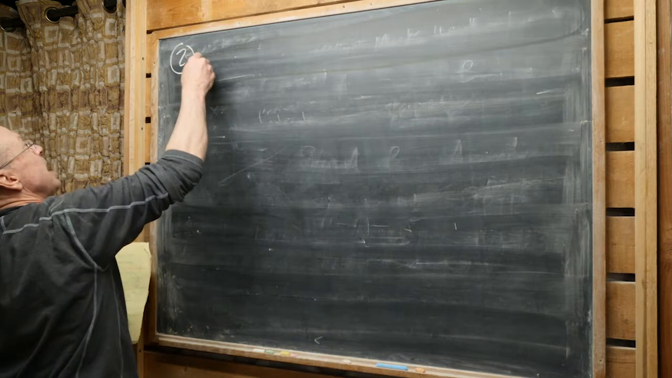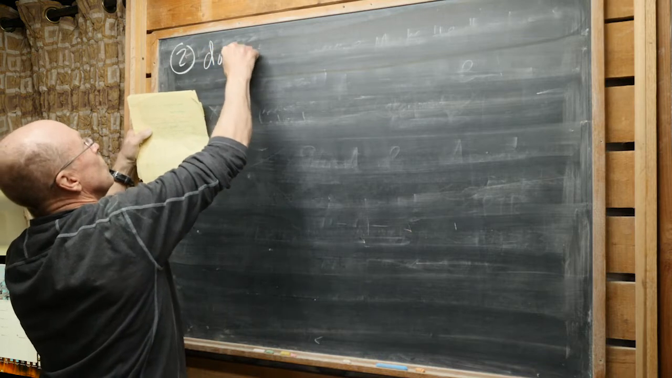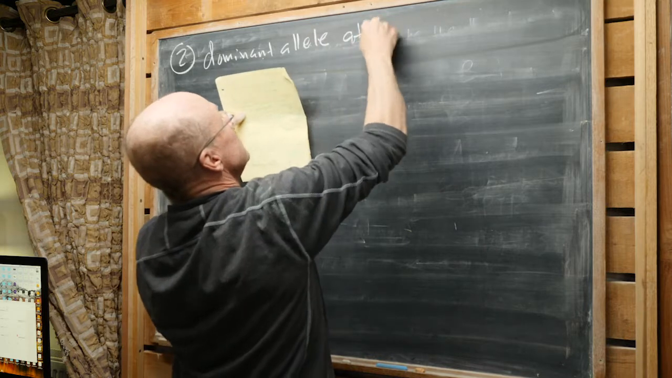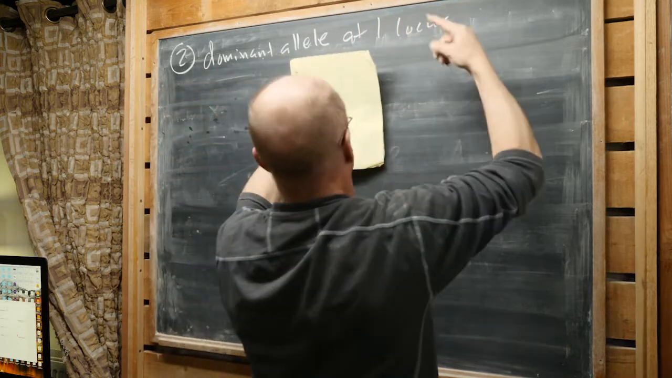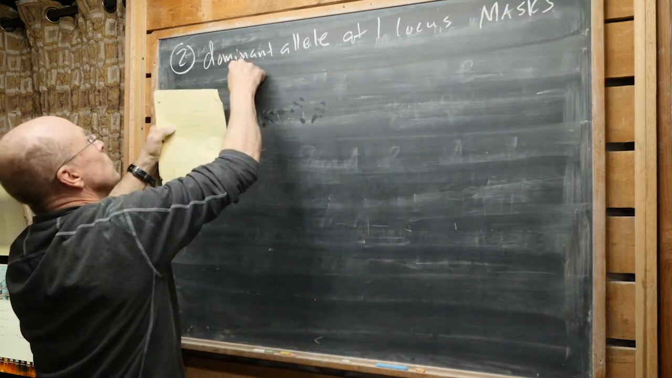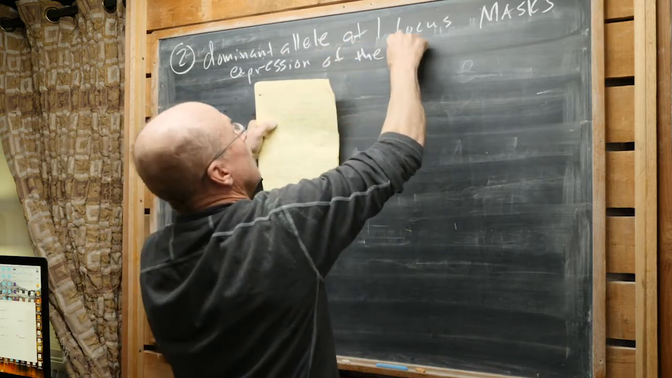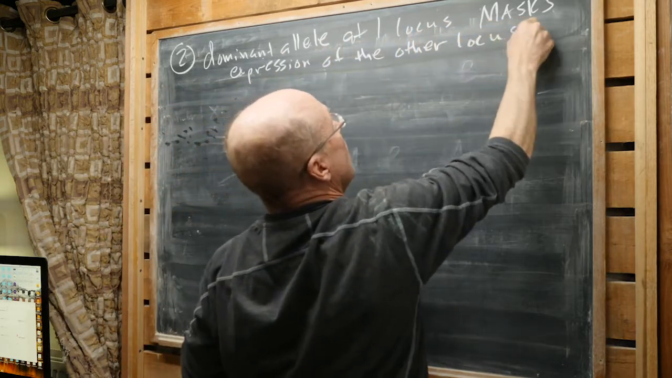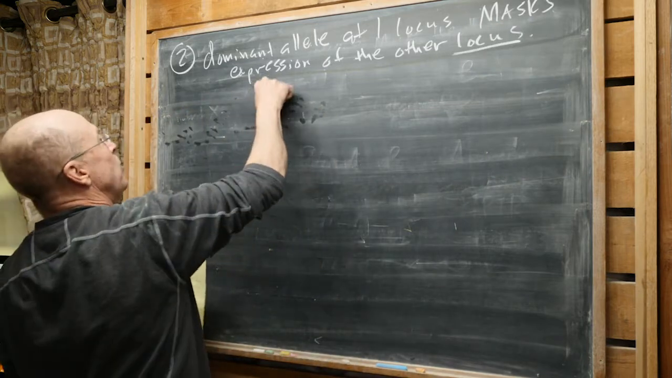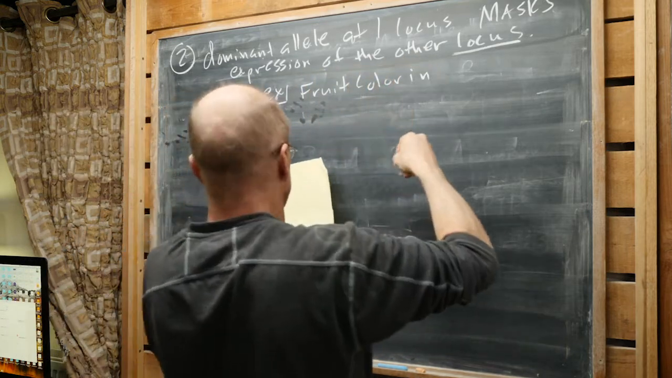So our second example of epistasis, continuing, is that a dominant allele at one locus, either one, masks the expression of the other locus. So we got that. Our example will be fruit color in summer squash.